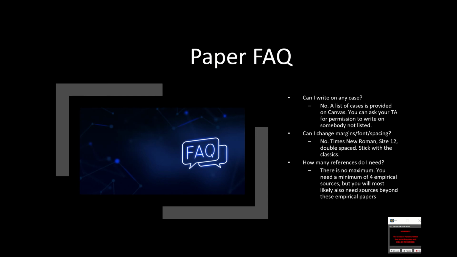Then you'll also need to look at some sources beyond these empirical papers, usually both for the offender and then also sometimes to get some background details on your theory or the perspective that you're using, and you're welcome to use the textbook for some of that background material.